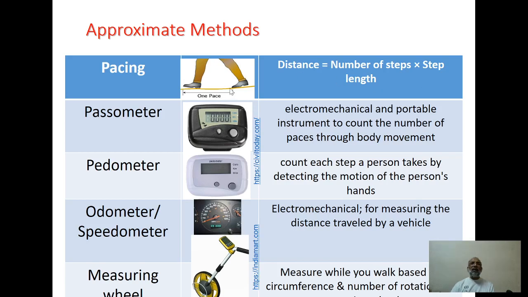Now, walking along a line is a monotonous job, and hence there is an electromechanical portable instrument known as a passometer which counts the number of paces through body movement.